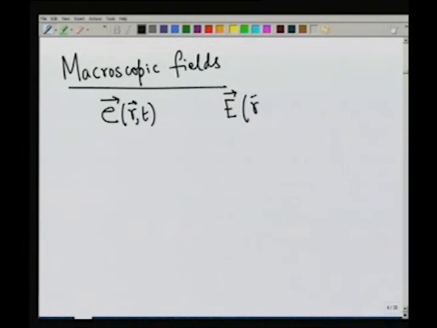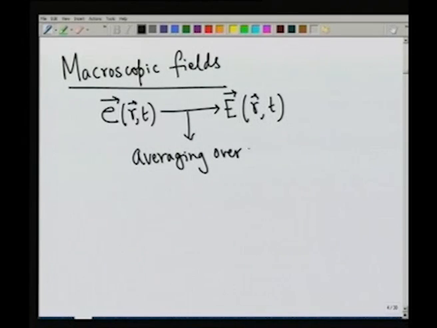My capital E is also a function of r comma t, but I obtain the macroscopic field from the microscopic field by averaging over volumes and times. I spent quite some time describing how I go around averaging. So let me repeat it shortly.